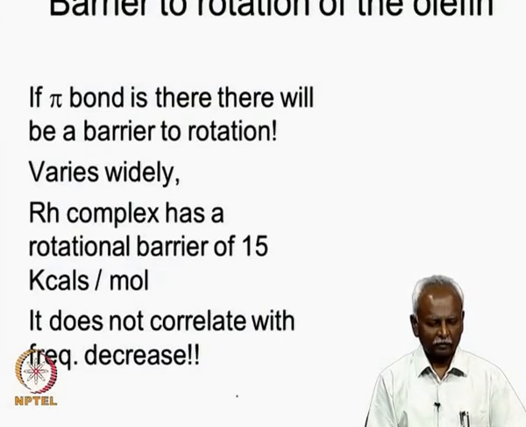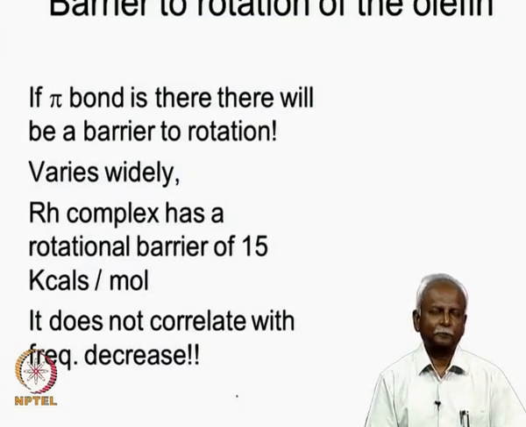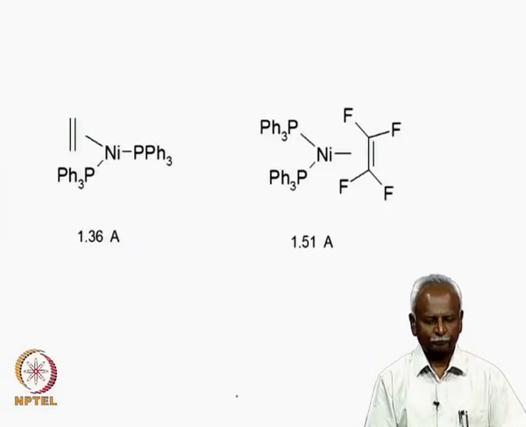The rhodium complex that we are going to talk about has a barrier of 15 kilocalories per mole, but this barrier to rotation need not correlate with the frequency decrease. Frequency decrease independently correlates with the back bonding, but because there is a combination of steric effect and pi effect, these two need not correlate one with the other.